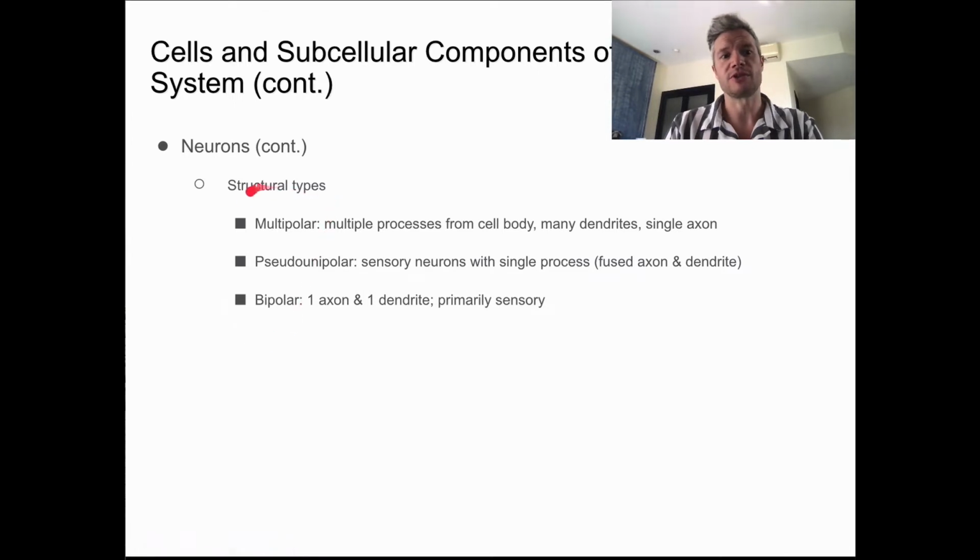We have three different structural types. Multipolar is, again, the typical neuron that we'll probably imagine in our heads without knowing it. Pseudo-unipolar is a kind of unique one where we use it for sensory neurons. It's more of like a one-to-one kind of transmission thing. Somewhat similar with bipolar, where we have one axon, one dendrite. That's also primarily sensory.